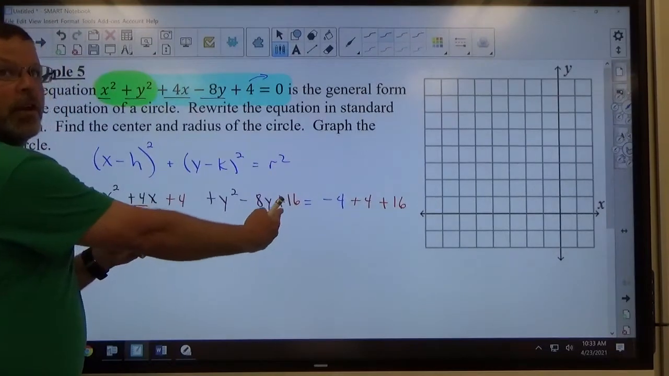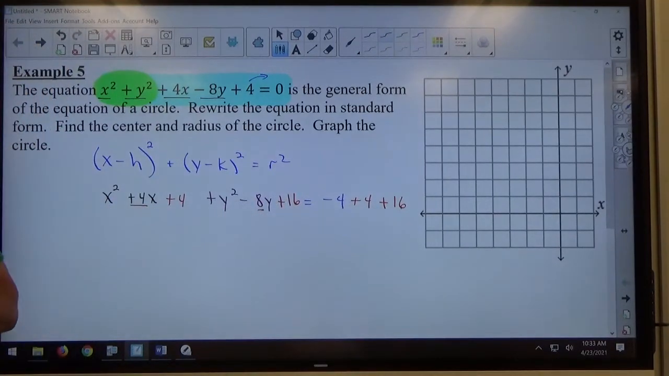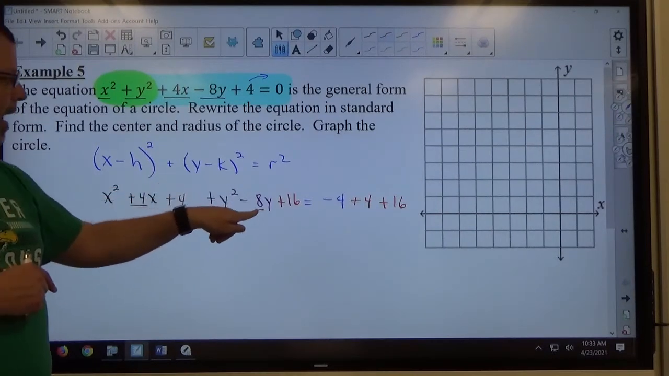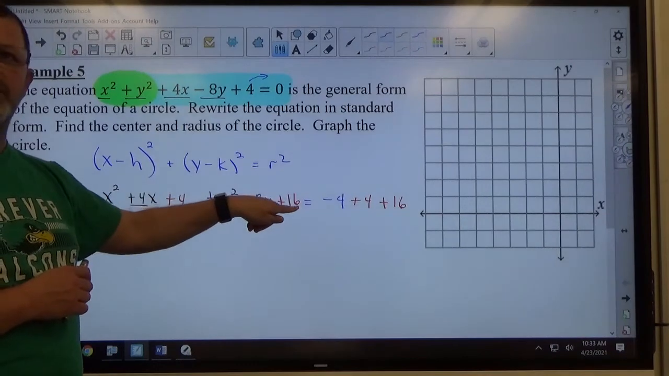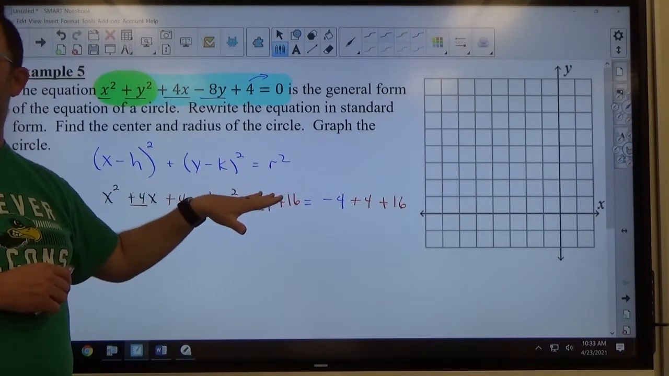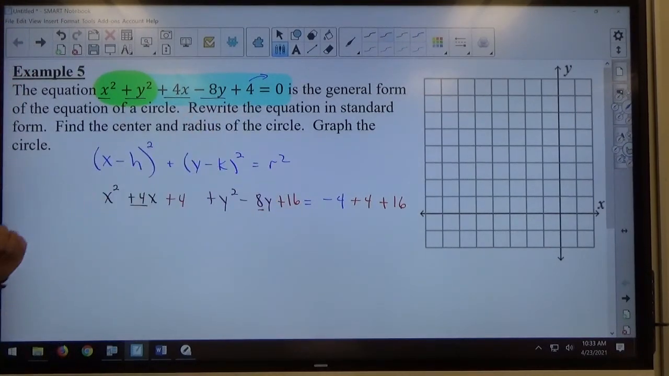These numbers are magic numbers. I can't just add any random number off the street. I have to make them, right? Half of the number in front of x, 2, 2 squared, 4. Half the number in front of y, 4, 4 squared is 16. So again, there are exact numbers we need to add, but we have to do it to both sides.